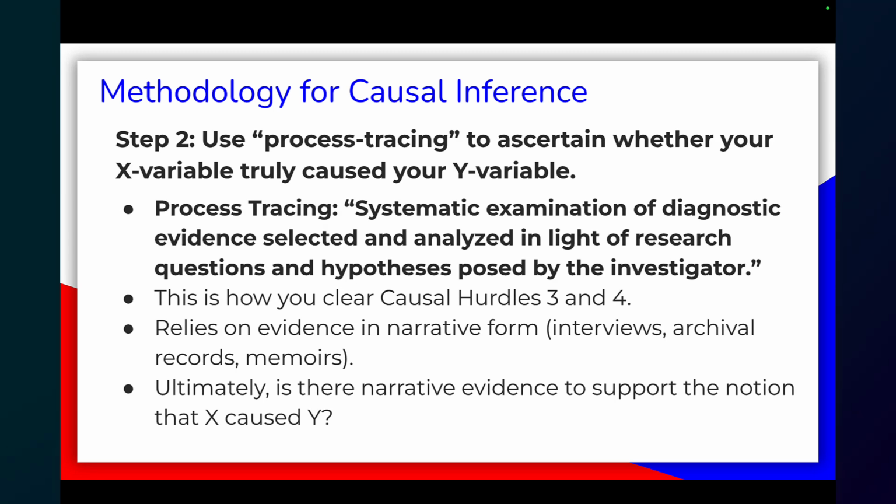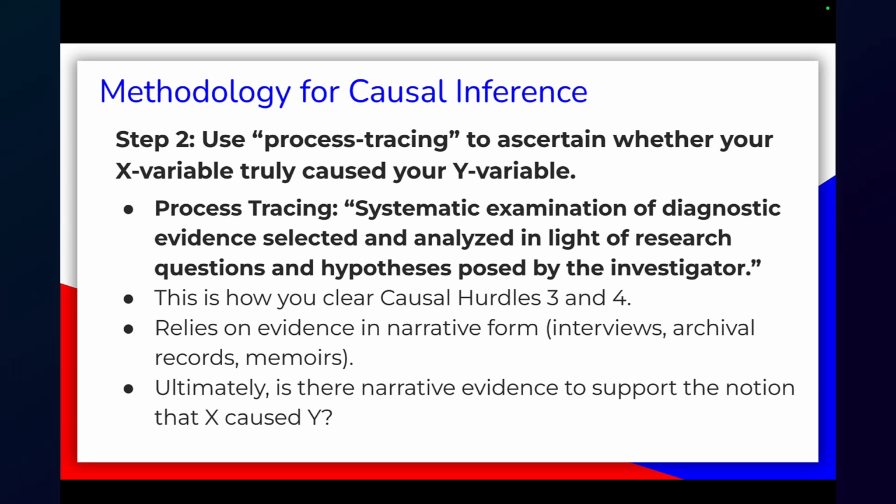And that's where this next step comes in with process tracing, where you're trying to ascertain whether your X, or independent variable, really caused your dependent variable. So process tracing is the systematic examination of diagnostic evidence selected and analyzed in light of research questions and hypotheses posed by the investigator. And this is how you are going to clear causal hurdles 3 and 4.